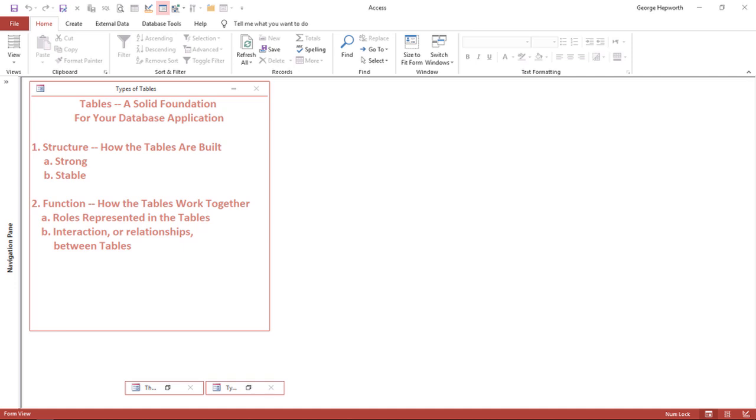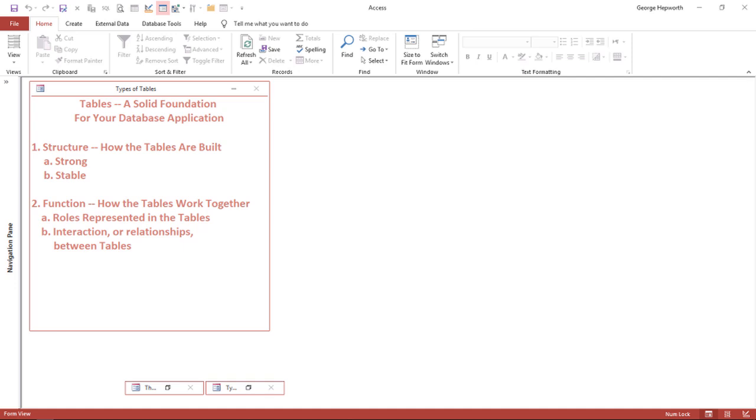But there's another way to look at it too, and that is to look at it in terms of the function, or how those tables are used, not just whether they're built correctly, but how they're used. There are a couple of key factors that we started to look at here. One is the roles represented in the tables. And as I was thinking about this particular point, that's when I realized we probably should stop and review the tables we've built so far in light of this concept that the tables all have particular roles or functions. They do certain things for us.